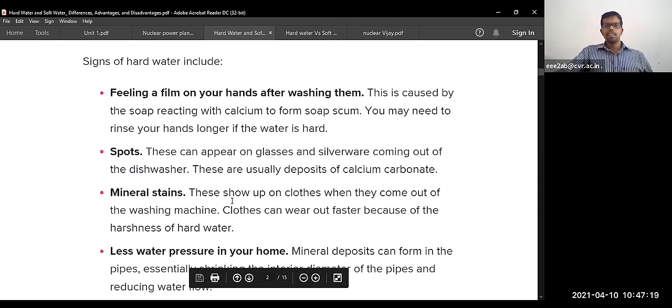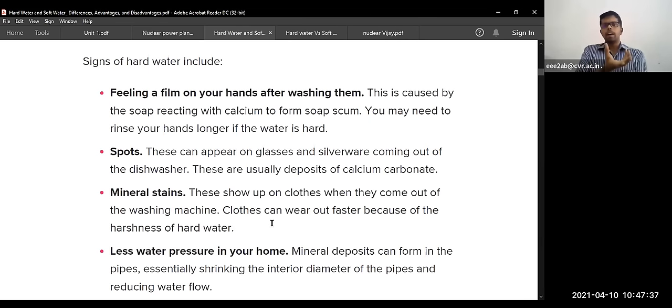Next one is mineral stains. Mineral stains show up on the clothes when you come out from the washing machine. You'll find some small white particles, like mineral stains, in your clothes also.